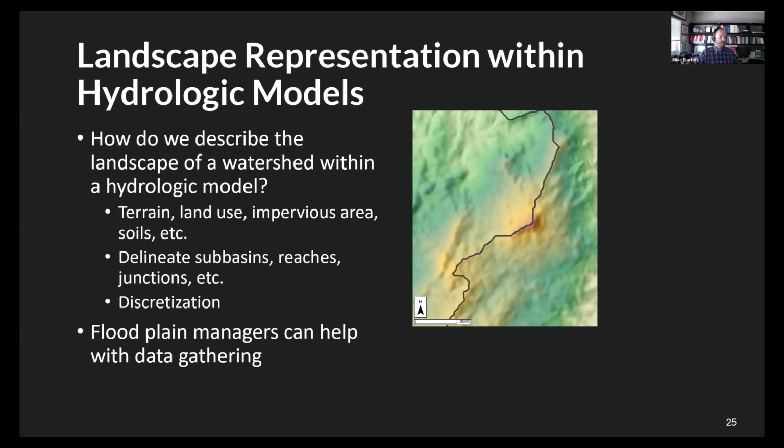Interact heavily with whoever is doing modeling for you guys. Ask a lot of questions. People may not be aware of what data is out there, but the more data that you have at your fingertips, the better things are going to be.